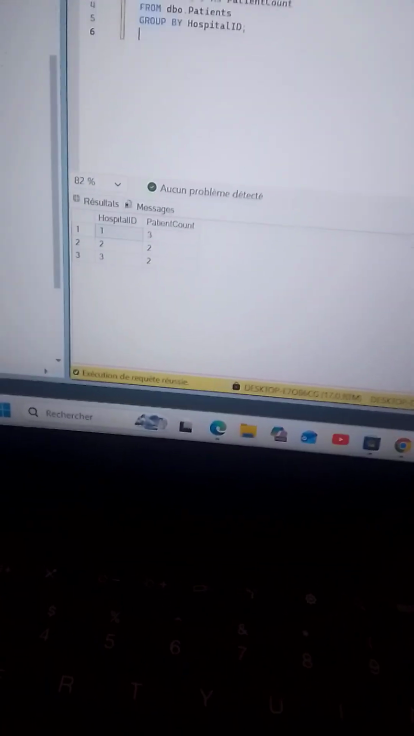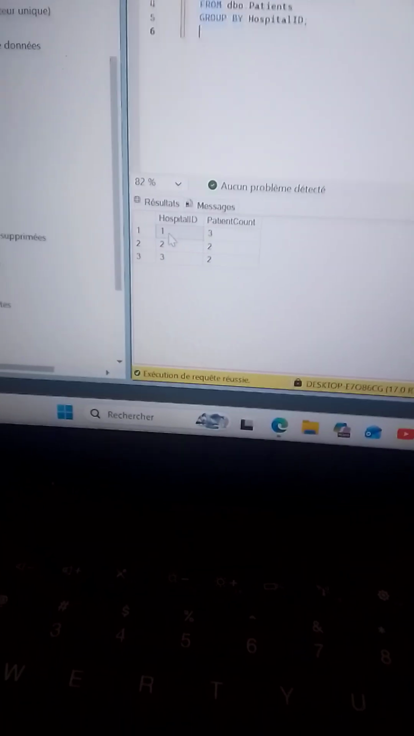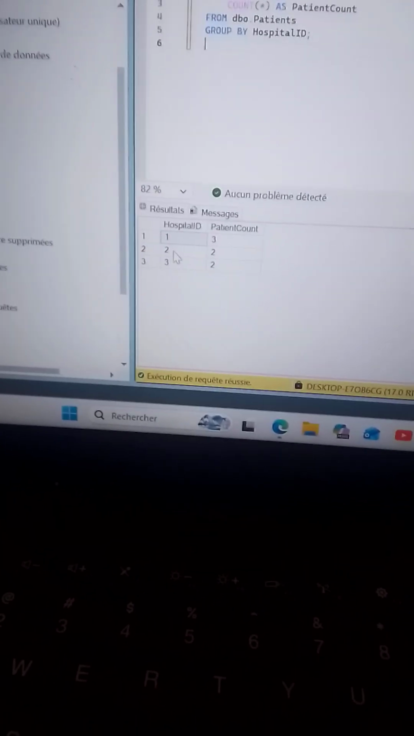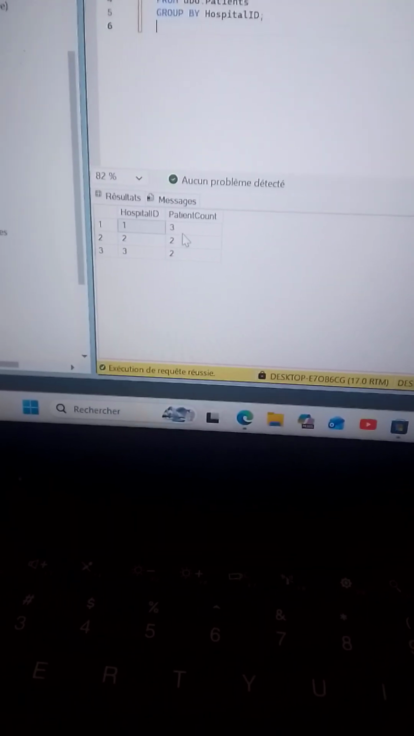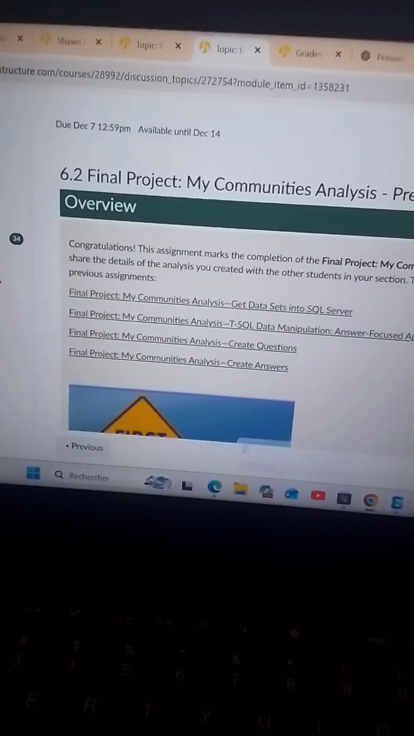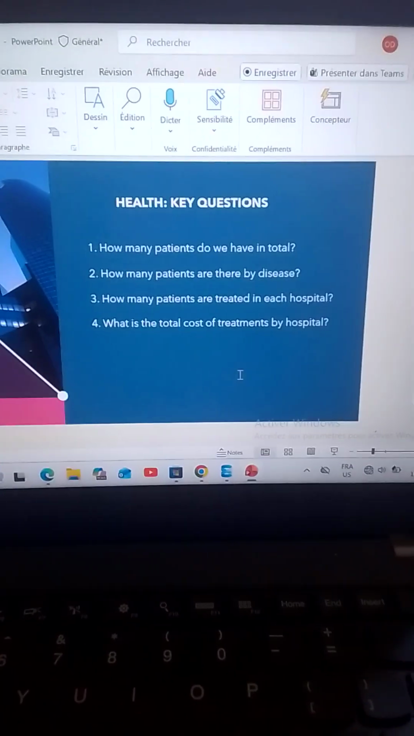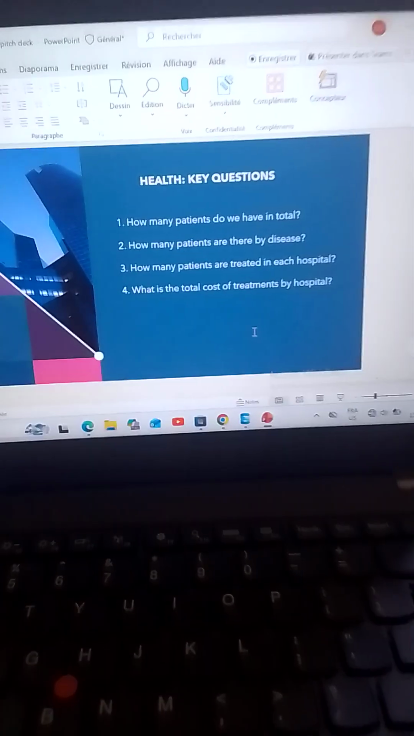The answer is hospital patient count. Here is my code. There are hospital 1, 2, 3, with 3, 2, 2. I think 7 patients. And the fourth question is, what is the total cost of treatment by hospital?